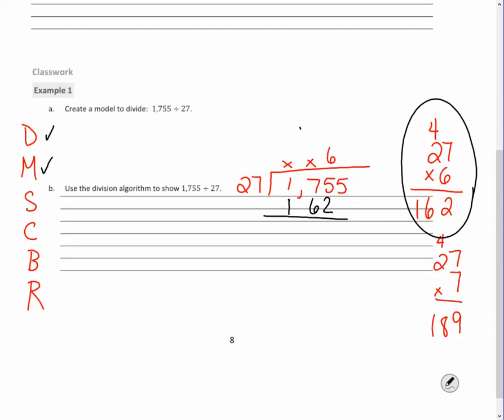So now we're going to take these two numbers and subtract. 5 minus 2 is 3. 7 minus 6 is 1. So I have 13 there. All right, I'll give you a second to catch up in case you're a little behind.